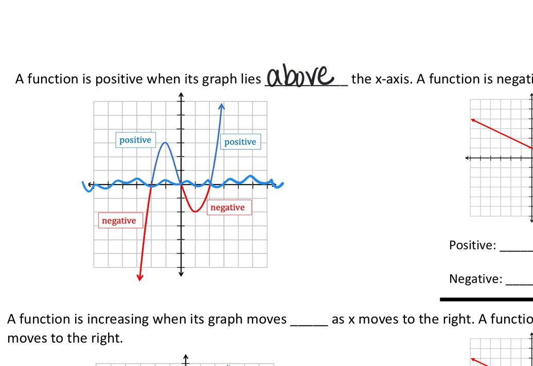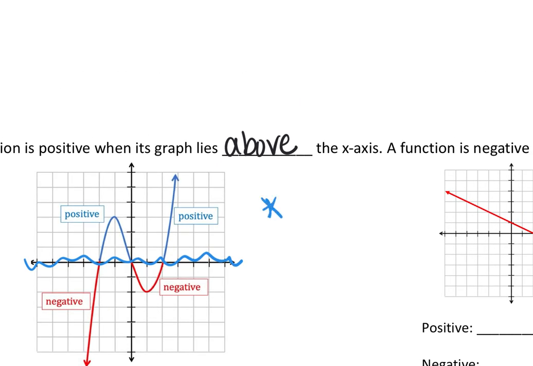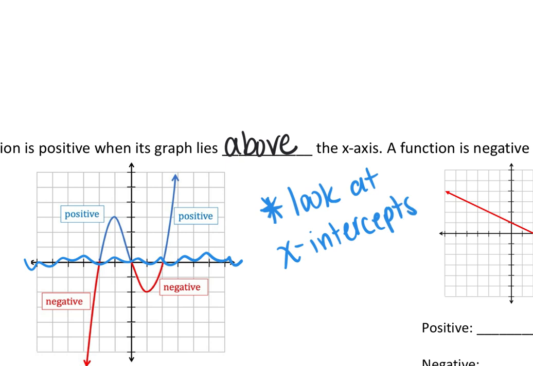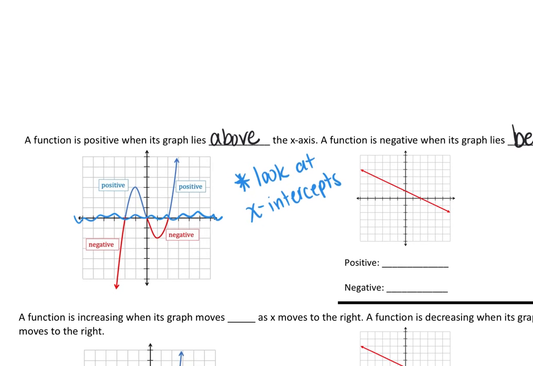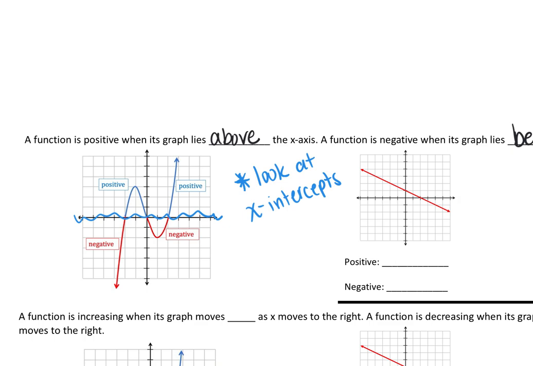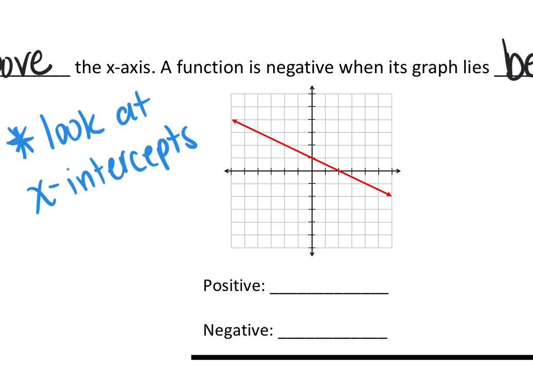When you are looking for these intervals, I'm going to put a little asterisk here. What you need to be looking for is the x-intercepts. Because where the graph crosses the x-axis would be where the graph goes from above to below or from below to above. So we're looking for those points on the x-axis that will help us describe where it's positive, where it's negative. Okay? So let's first look at this linear function.